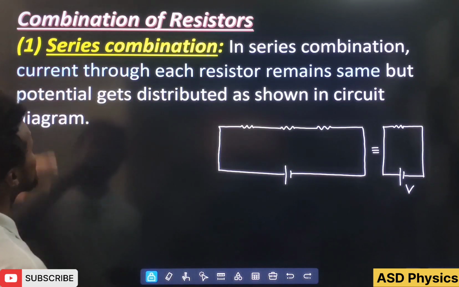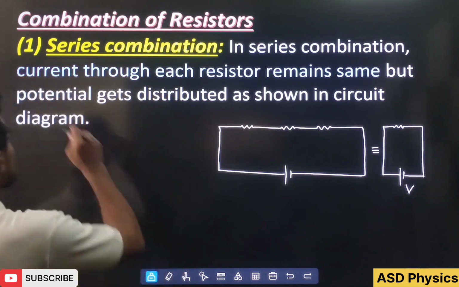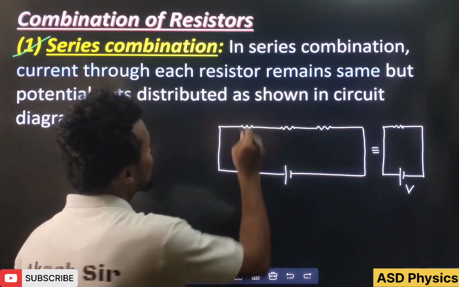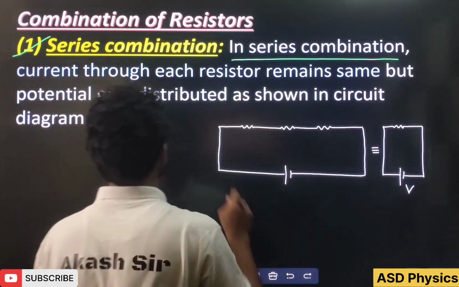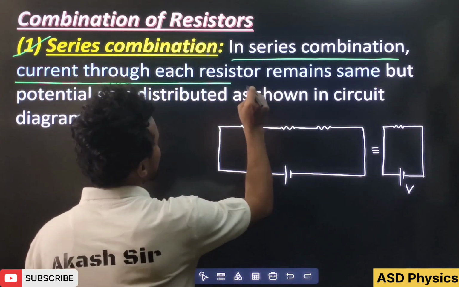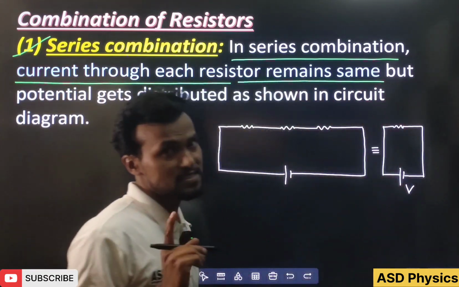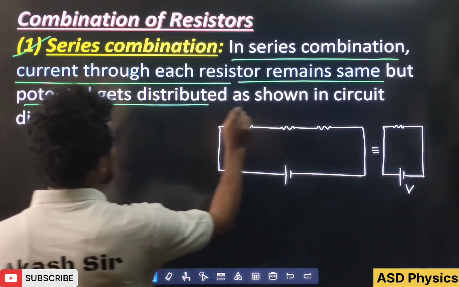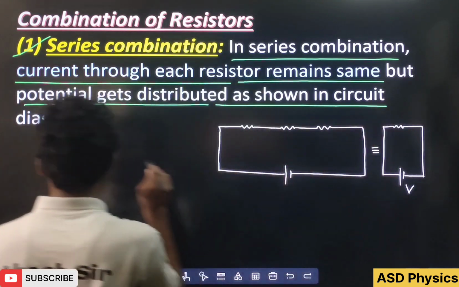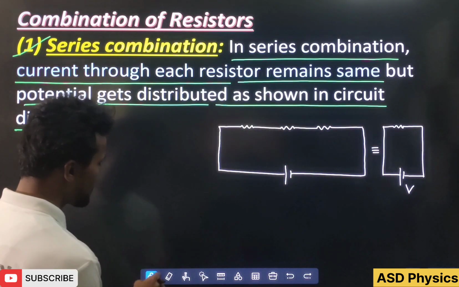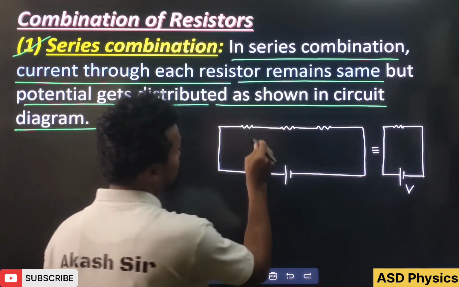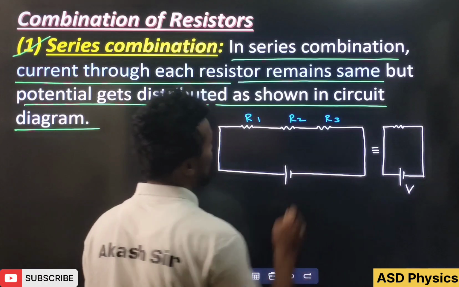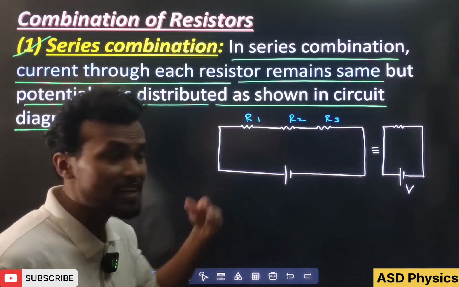So here you can see, under the combination of the resistors, the first one we are going to see is the series combination. As you know very well, in series combination, current through each resistor remains the same. What is the same? The current through each resistor is the same, but potential gets distributed as shown in the circuit diagram. Okay, so here I have taken three resistors. This is R1, this is R2, this is R3. These three resistors are connected in series.